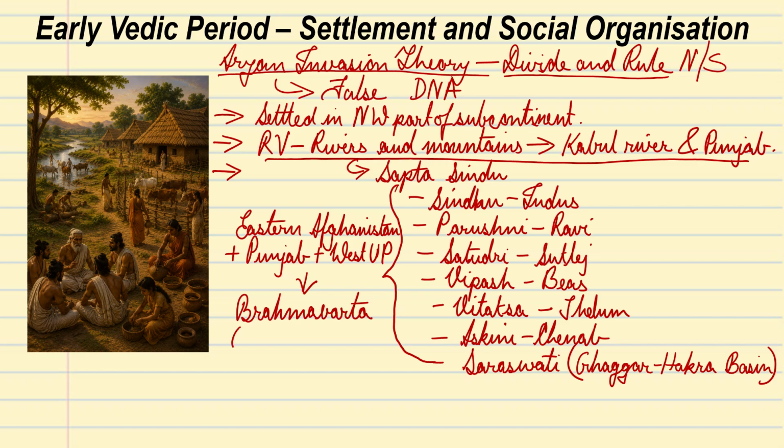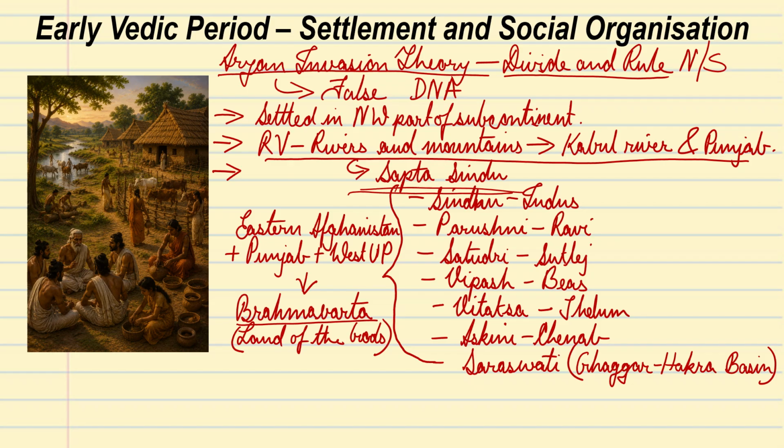Brahmavarta literally means land of the gods. So eastern Afghanistan, Punjab and western UP together made the Brahmavarta. And what are the rivers in these areas? These seven rivers. That is why it was called Sapta Sindhu, meaning land of seven rivers.